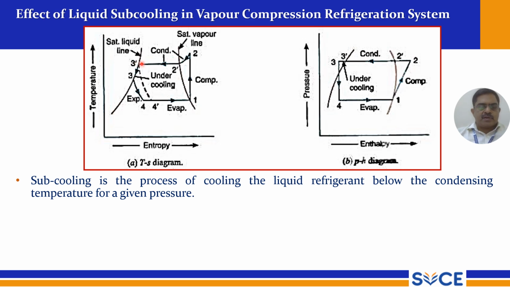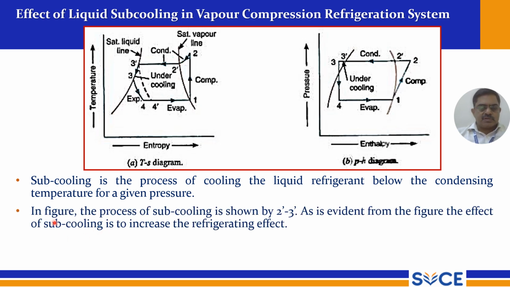So from where the vapor is getting the phase change into liquid. You can see here in the figure, the process of subcooling is shown between 2 dash and 3 dash. As is evident from the figure, the effect of subcooling is to increase the refrigerating effect. So the refrigerating effect is increased due to the subcooling effect.